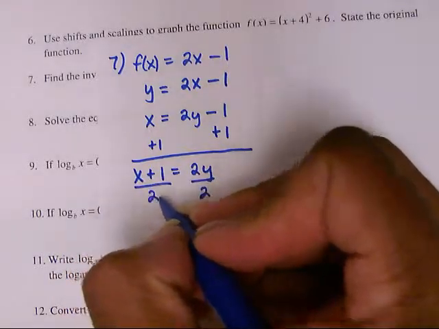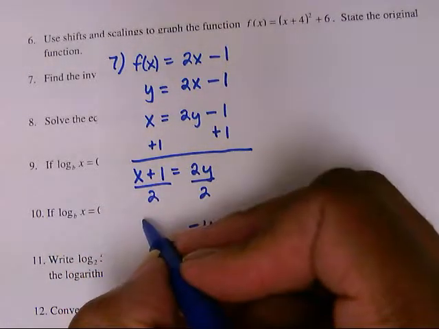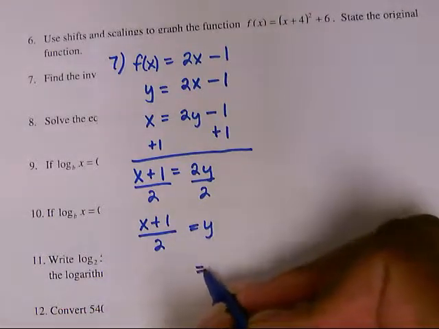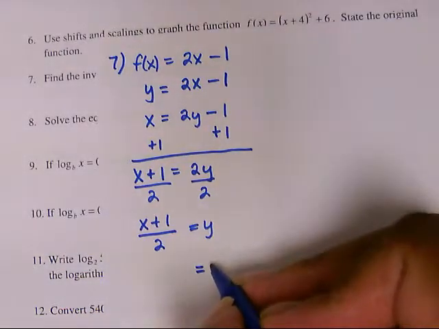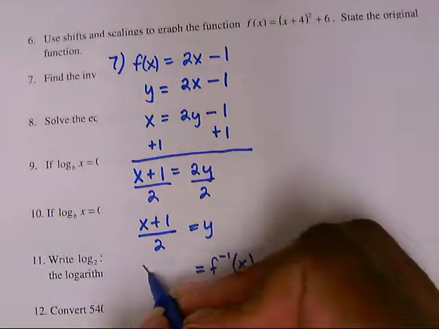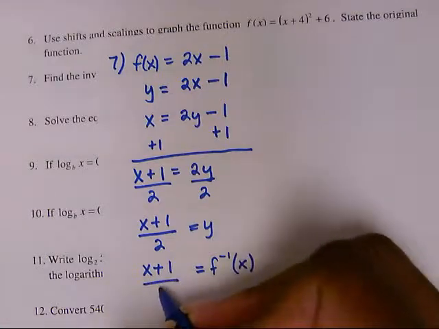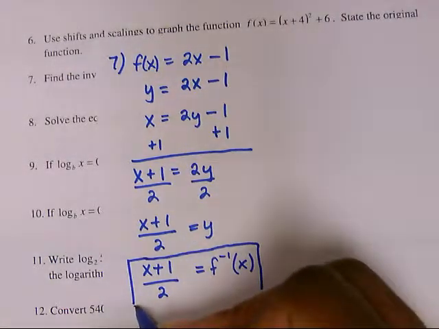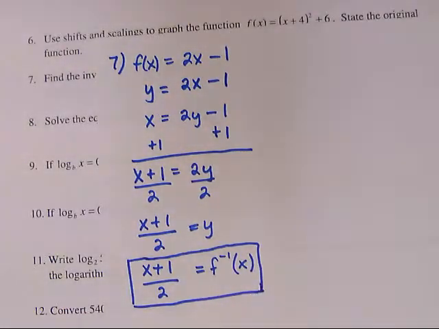Then divide both sides by 2. You'll get y is equal to x plus 1 over 2. And then the final step would be to replace the y with f inverse of x. So f inverse of x will be x plus 1 all over 2. So that's how we find the inverse of that particular function f of x.